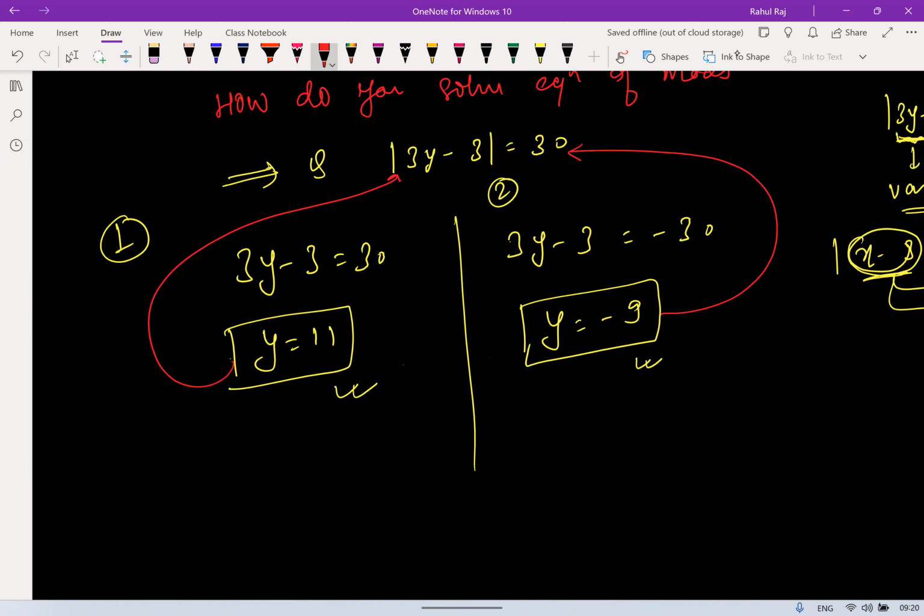So both are valid solutions. That's it. And if you don't check validity, you will end up making some mistake for sure, Alexa, remember. 100%, I'm telling you.